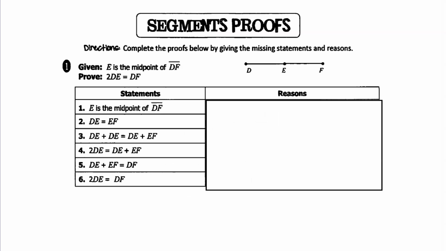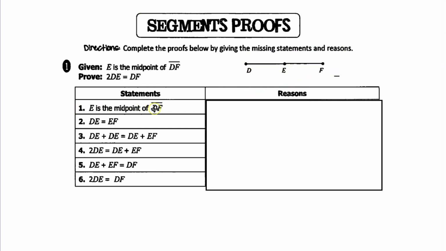Right, so here we have segment DEF. E is the midpoint of DF. So if E is the midpoint, that means that this is equal to this, right? And it wants you to prove that 2 DEs equal DF. Well, think about it. If these are equal, and this is half of DF, wouldn't 2 of them just be the same as DF? So think about it. If this whole line was 4, and this is 2 and 2, if I doubled this, wouldn't that still equal 4? So that's kind of the thought behind it.